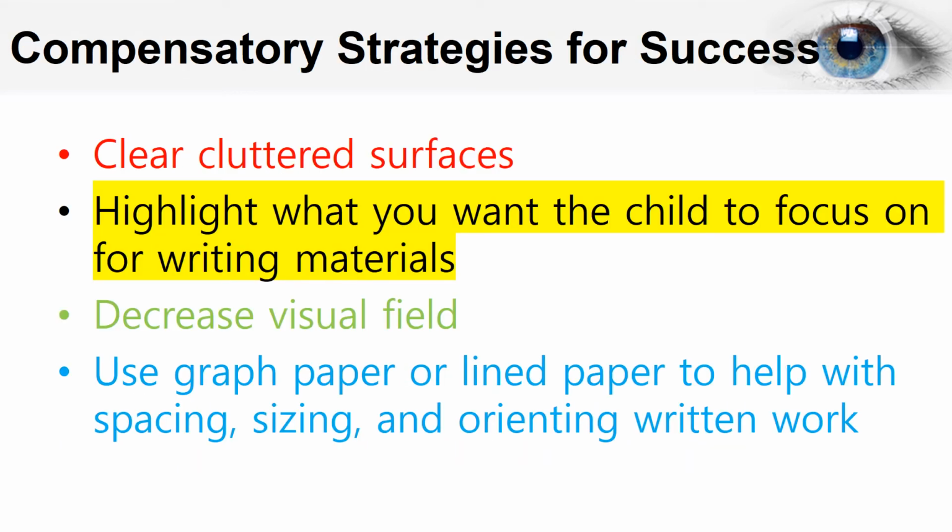To help your child be successful and as independent as possible, you may need to use some compensatory strategies. These may include clearing off cluttered surfaces so that they can locate items easier, highlighting material that is important or most relevant, decreasing their visual field so that their brain does not have to interpret as much visual information at one time, or using graph or line paper to assist with spacing, sizing, and orienting of written words or math problems.